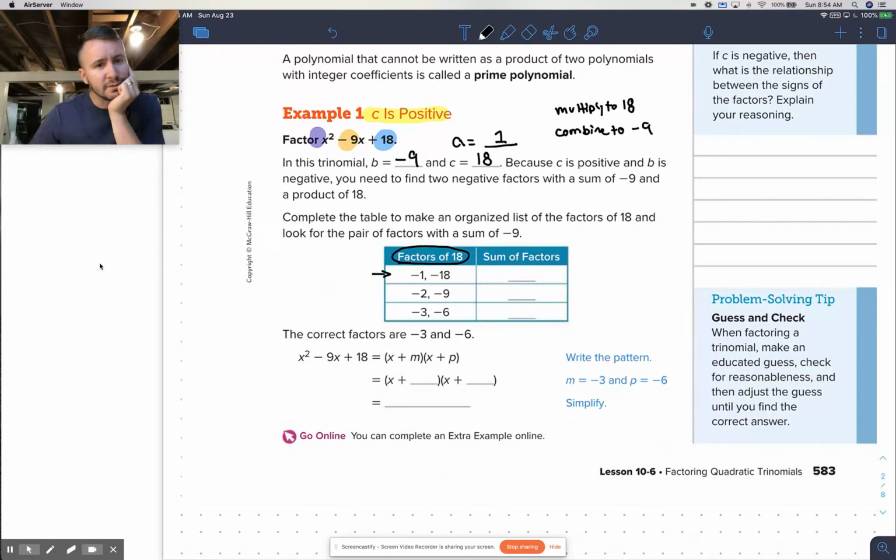Why do you think they did negatives? Any ideas there? Most of you are like, I don't know. You tell me. You're the teacher. All right. I guess you got me there.